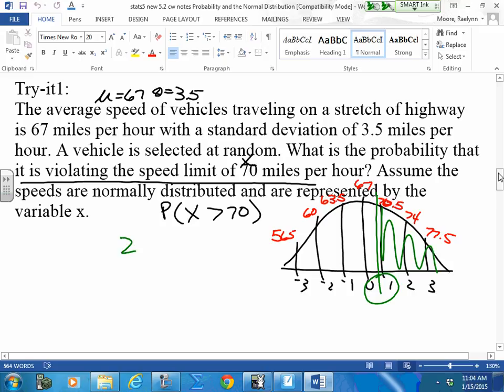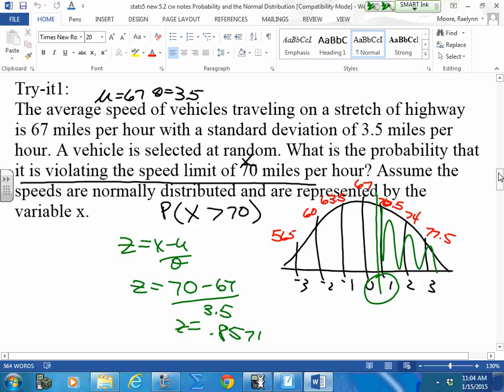So I use my z-score formula. My x value is what? 70. My mean is 67, and my standard deviation is 3.5. So what's my z-score? 0.857. Now, in my table, my z-scores only go 2 decimal positions. So round this to the 100th position. So I'm looking at a z-score of 0.86. Does it fall between 0 and 1 where I thought it would fall? Does it fall closer to the 1 like I thought it would?